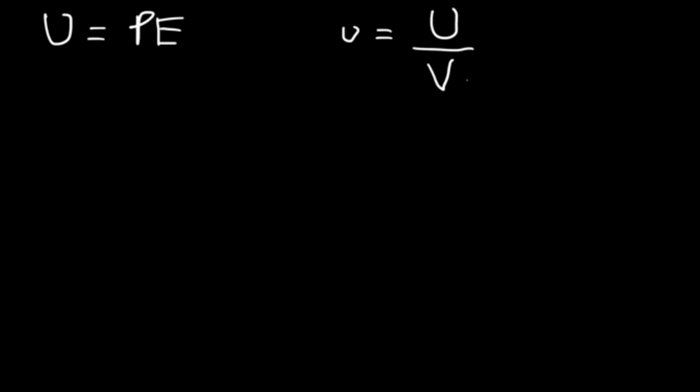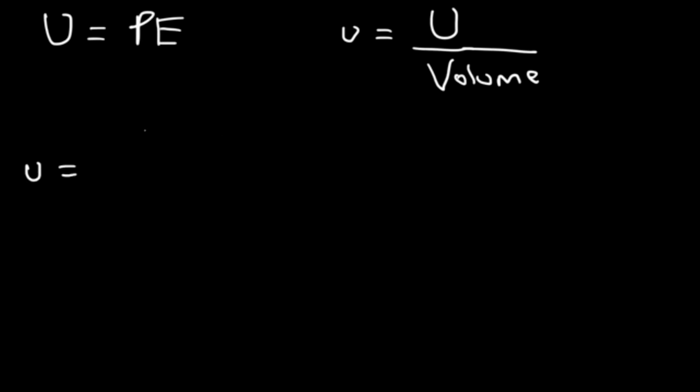Now sometimes you may need to calculate the energy density stored in a capacitor. So capital U represents the potential energy. I'm going to write PE. And lowercase u is the energy density. It's basically the potential energy divided by the volume. Not the voltage, but the volume. So how can we derive an equation for this?